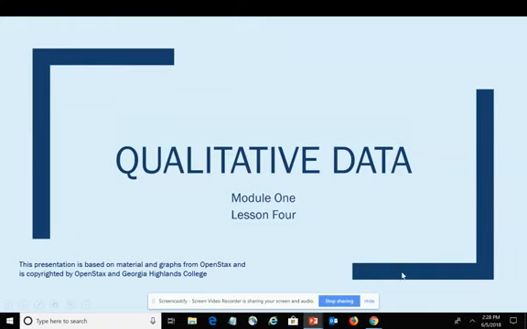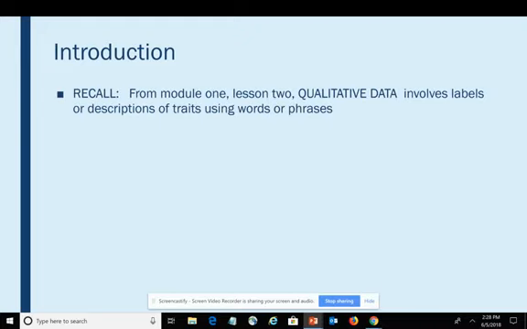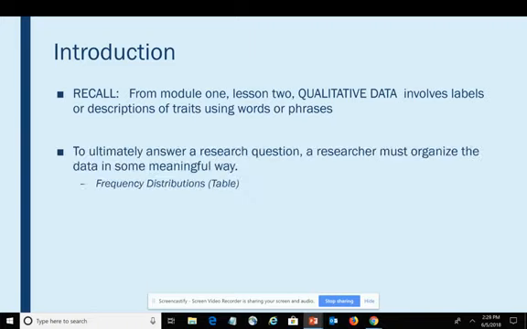This is Module 1, Lesson 4 on qualitative data. Hopefully you'll recall from an earlier lesson that qualitative data involves labels or descriptions of traits using words or phrases. And whenever we're trying to answer some sort of question, it is possible that you may collect qualitative data. When you go to answer that question, you have to organize your data in some meaningful way.